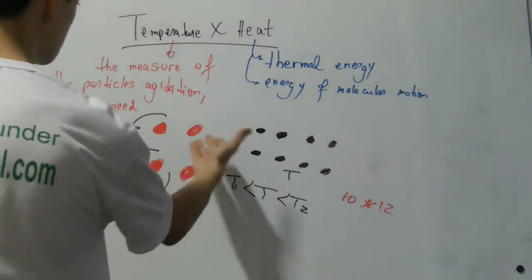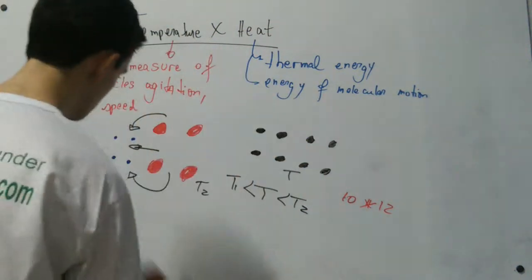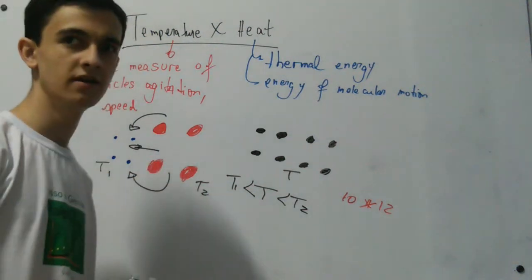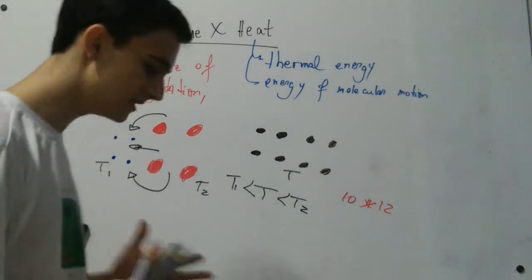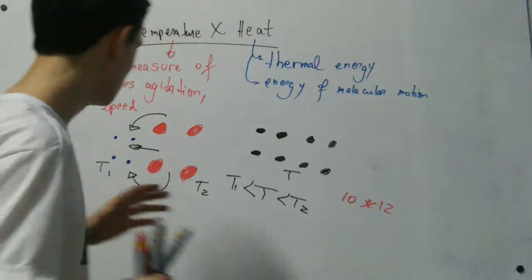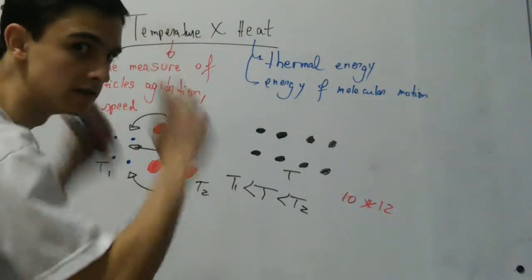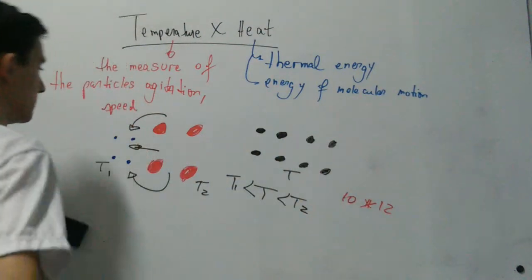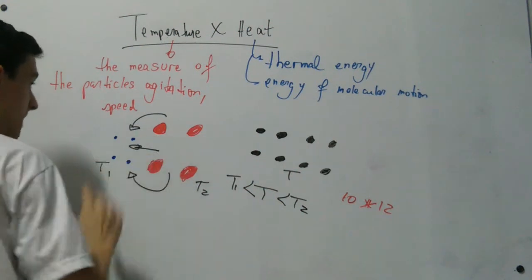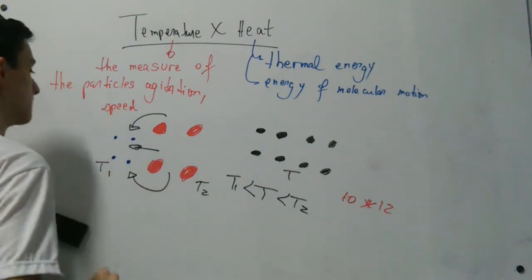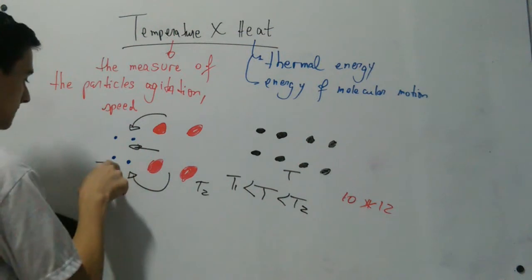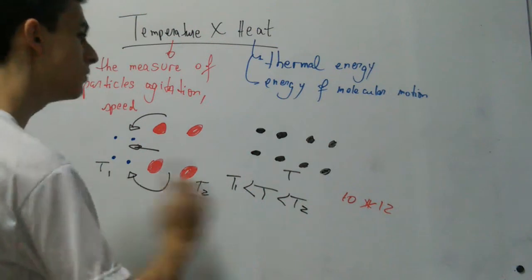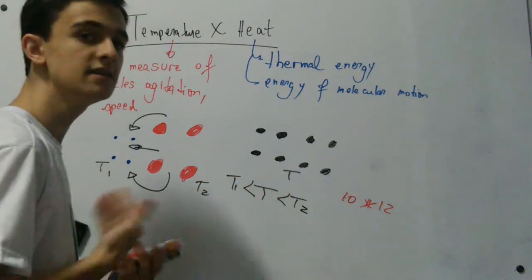Always the hottest object transfers heat to the coldest one. And this transfer isn't that the heat is walking to the other object. It isn't just moving heat from one object to another one. What's really happening is that the particles of this object start to move a little bit slower, and the particles of this first object start to move a little bit faster until they reach the same speed, that is, the same temperature.